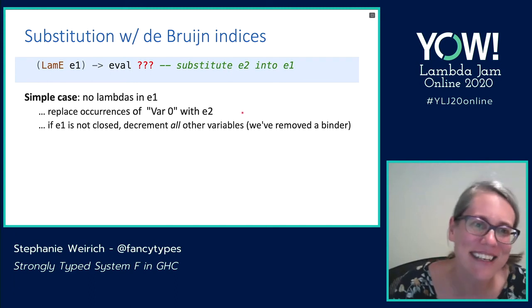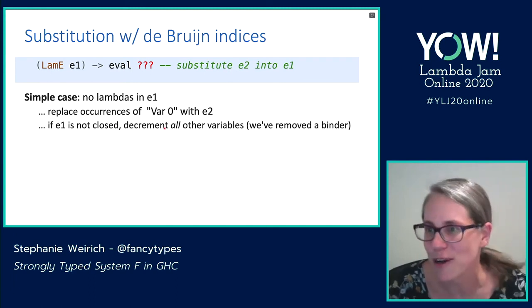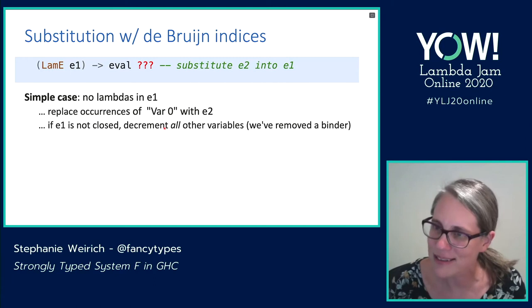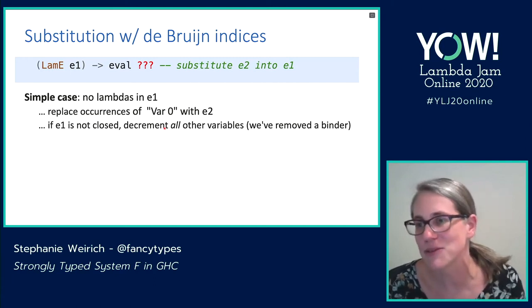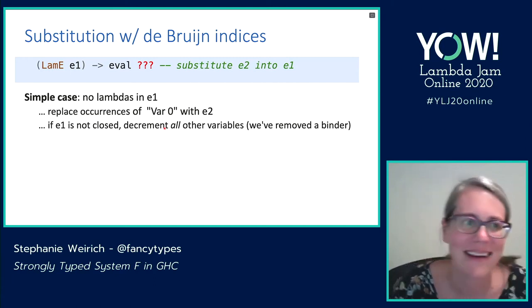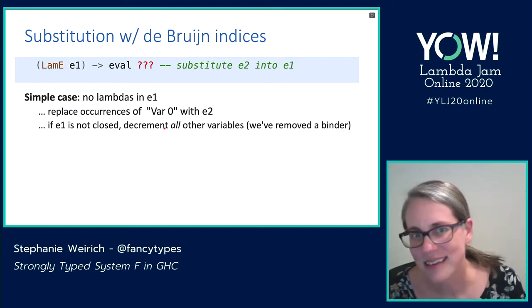Okay, so if E1 is not closed, it has some other free variables. We're going to be removing the binder around it, right? We're going to decrease their binding level, so we need to decrement them as well. Okay, so that was the simple case, right?